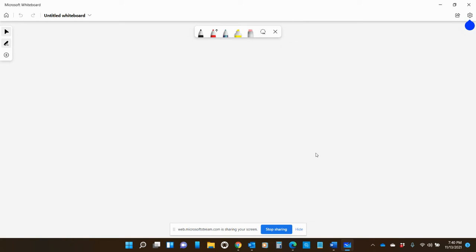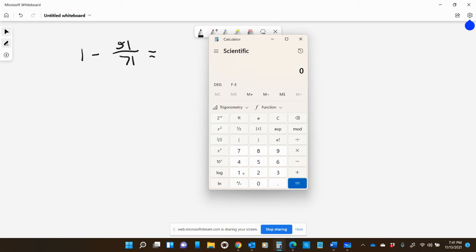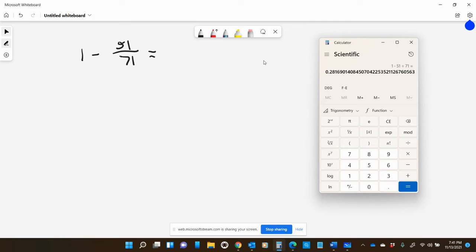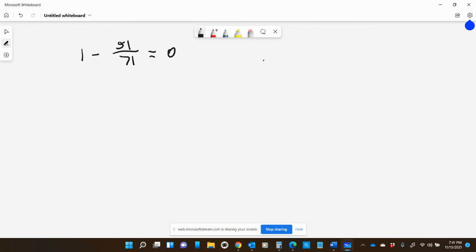So the fraction that hasn't posted would be 1 minus 51 out of 71. And if we calculate that, and I'll use the calculator to help me, 1 minus 51 divided by 71 is about 28%. That's 0.28, or 28%.